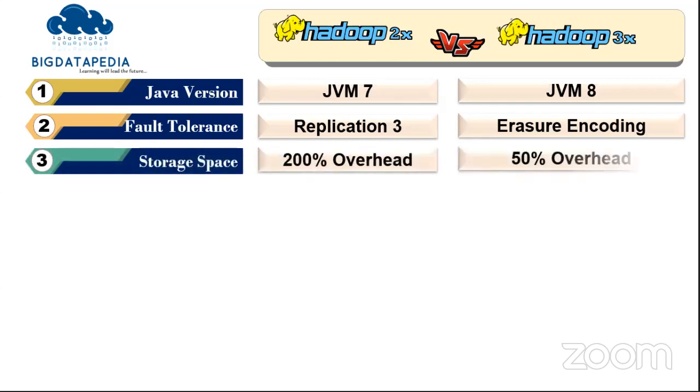And for storage space, based on replication, you can lose your storage with 200% overhead, but via erasure encoding, you lose only 50%. So you can compare, you save 50% of your storage that you can use for other data. It minimizes your sizing and you can handle your data efficiently.